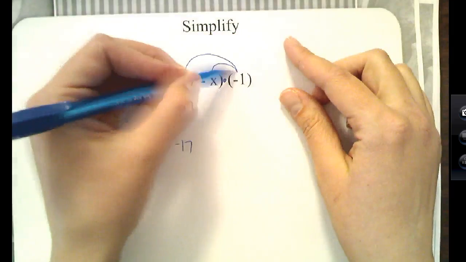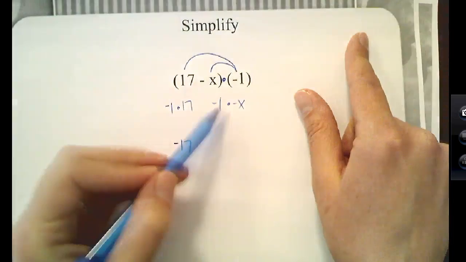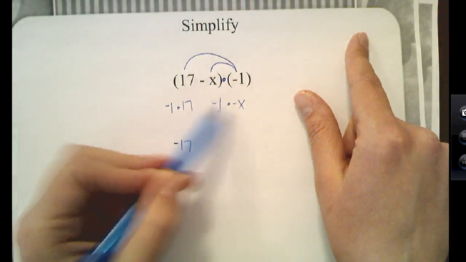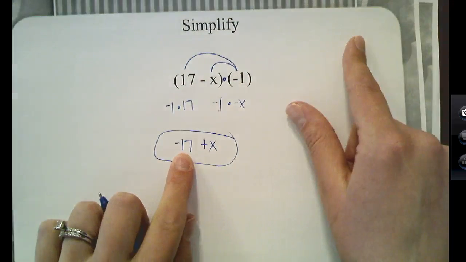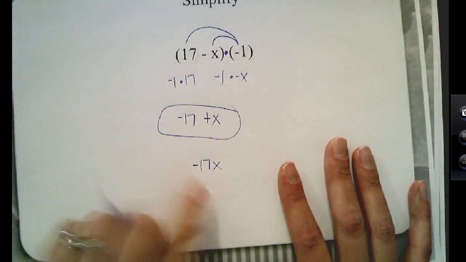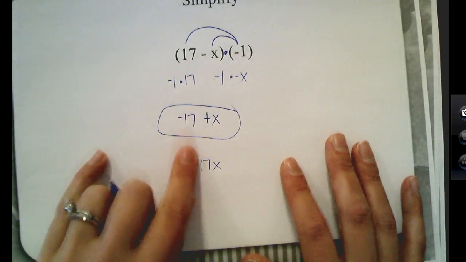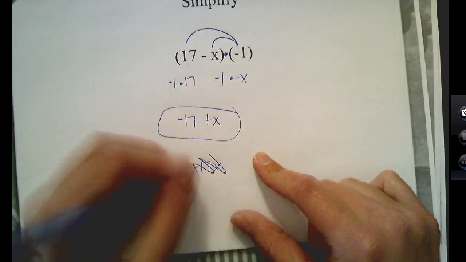Also, I have to multiply -1 times this negative x right here. And -1 times negative x, a negative times a negative gives me a positive. So your answer should have been -17 plus x. A few people tried to do this, -17x. These are not like terms. This is a constant, this is a variable. You can't join them together, so you would keep them separated.